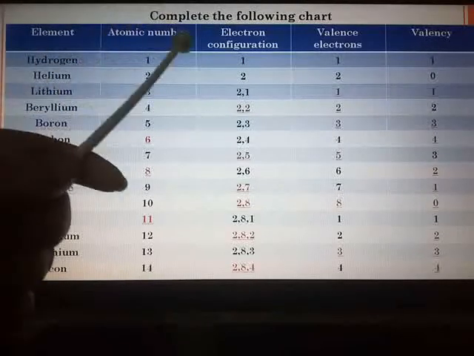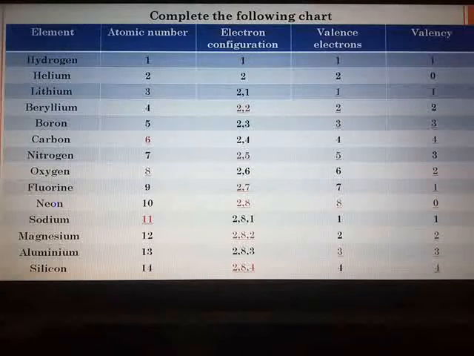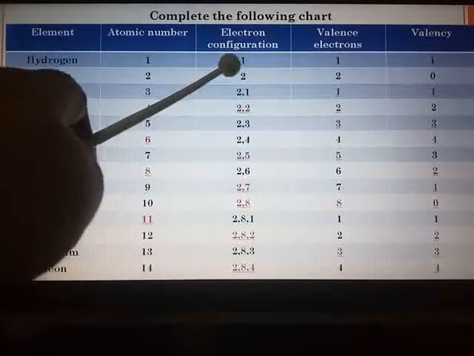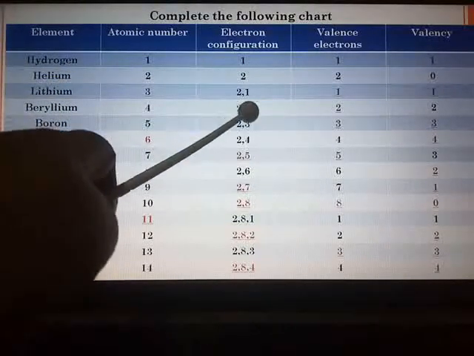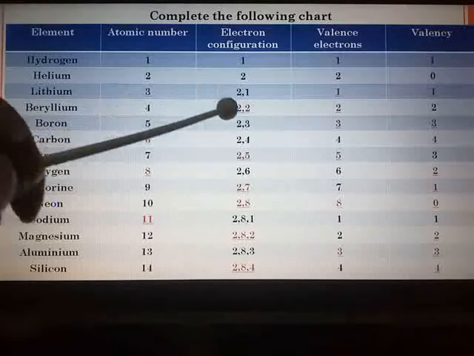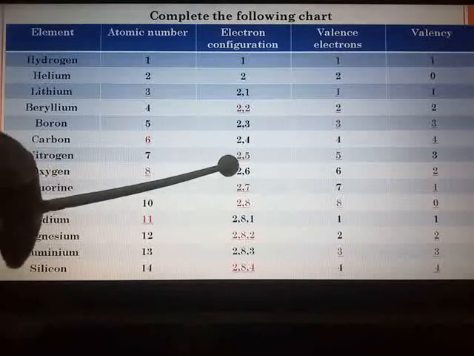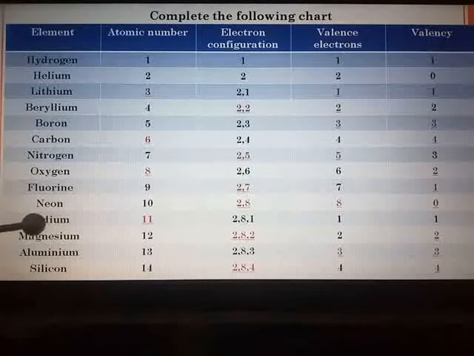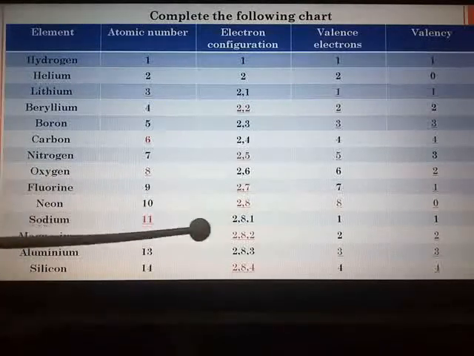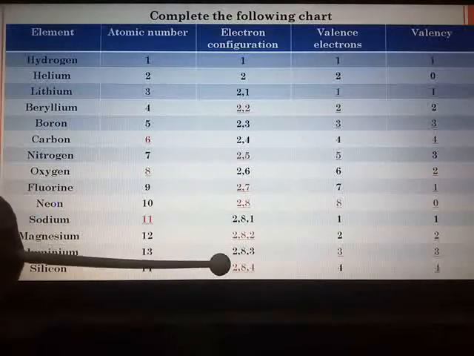Now how to write their electron configuration from hydrogen to neon? Yes, just now in the valency I have already taught you. So hydrogen 1 electron, so 1, helium 2, lithium 2, 1, beryllium it is 4, so 2 in the first shell, 2 in the next shell. Boron 2, 3, carbon 2, 4, nitrogen 2, 5, oxygen 2, 6, fluorine 2, 7, neon 2, 8, sodium 2, 8, 1, magnesium 2, 8, 2, aluminium 2, 8, 3 and silicon 2, 8, 4.